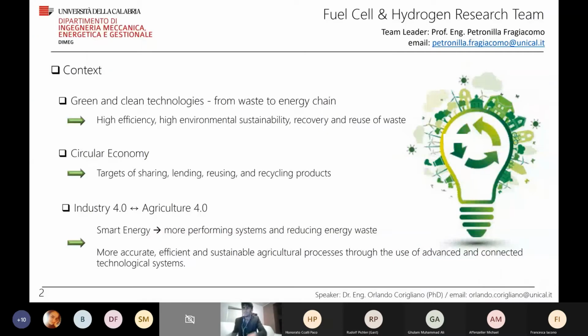The context in which this work is developed is that of the green and clean technologies from waste to energy chain, whereby the systems are called to be highly efficient, environmentally sustainable, and devoted to recovery and reuse of waste. Clearly, the circular economy and Industry 4.0 with its parallelism with Agriculture 5.0 will fit the above-mentioned characteristics, where smart systems and more efficient processes have to be the primary rings of the chain.